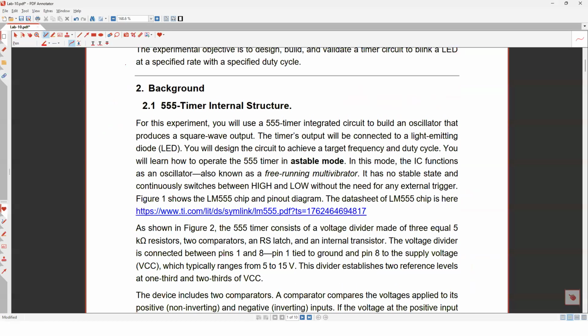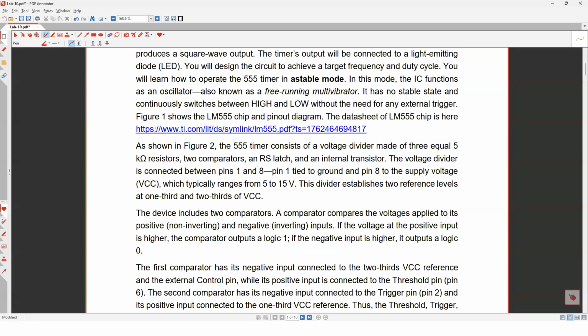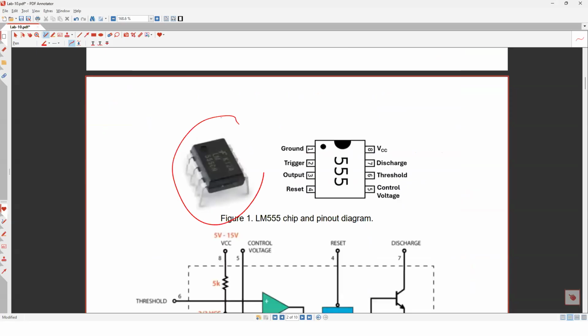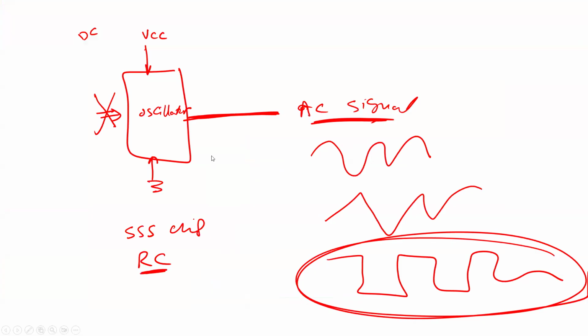So first of all, in your lab kit, you have a chip. This chip is 555, as you see here. This chip has how many pins? It has 8 pins, 4 here and 4 here.